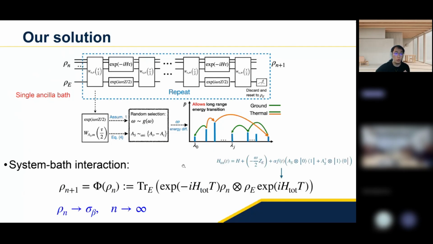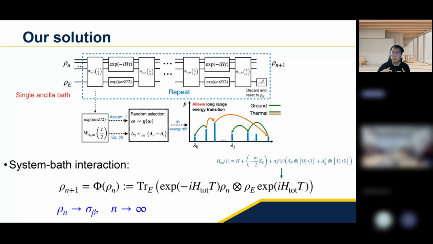After that, I will run a total Hamiltonian simulation on this coupled system for a certain time capital T. After the Hamiltonian simulation, I will trace out my environment to get rid of the bus information. Then I get a quantum channel that can map my density operator rho n to rho n plus 1. This is a discrete quantum channel.